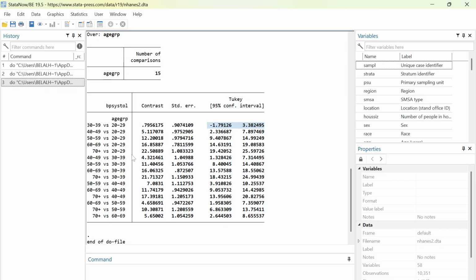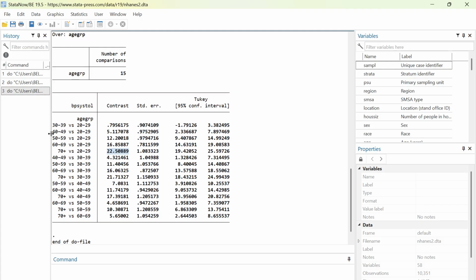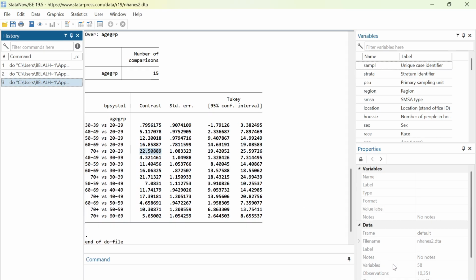But where is the significance greatest? You can see from here, 22: 70 plus age group and 20 to 29. So it makes sense. The oldest group and the youngest group have the greatest difference. So you can follow through all these numbers and see why the differences are greater than the other numbers. Except for the first one, all other numbers are significant. And so let's see how it looks for females.